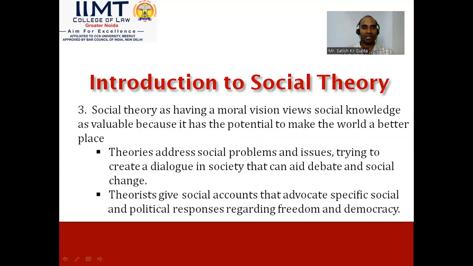The third one is social theory as having a moral vision, viewing social knowledge as valuable because it has the potential to make the world a better place. So for a better world, there are several theories. We can see the moral vision views social knowledge as valuable. So in that sense, the theories address social problems and issues, trying to create a dialogue in society that can aid debate and social change. Theorists give social accounts that advocate scientific, social, and political responses regarding freedom and democracy.